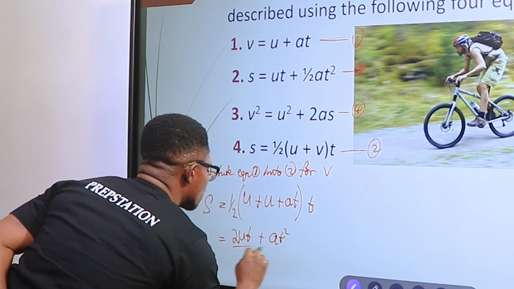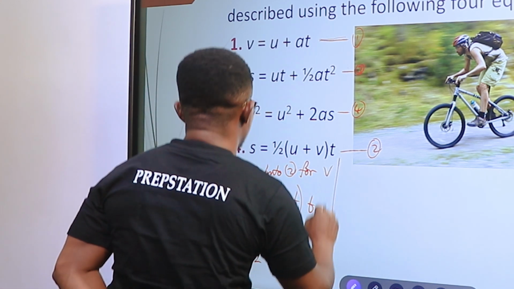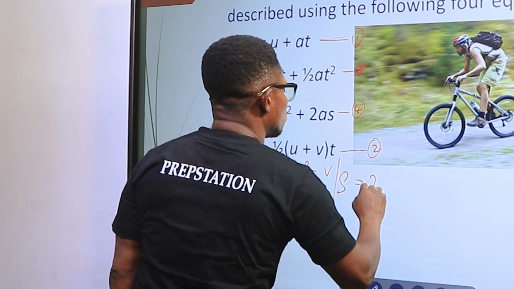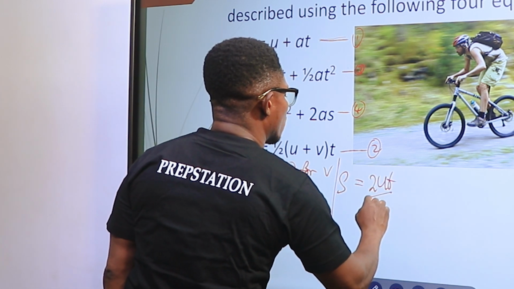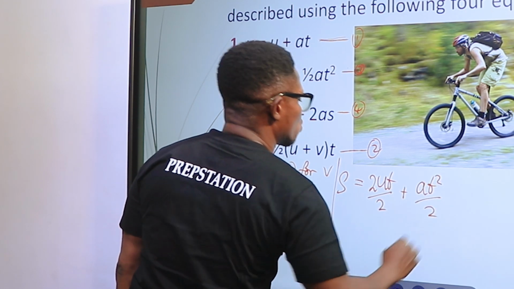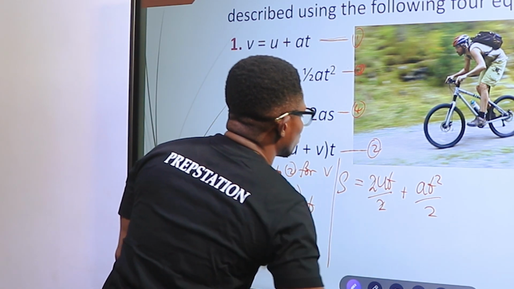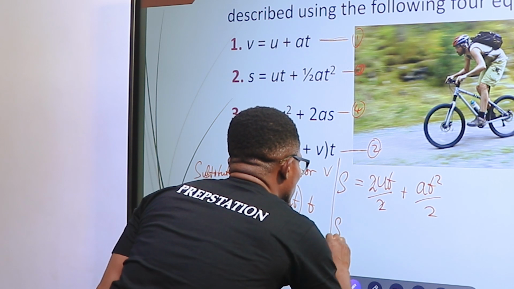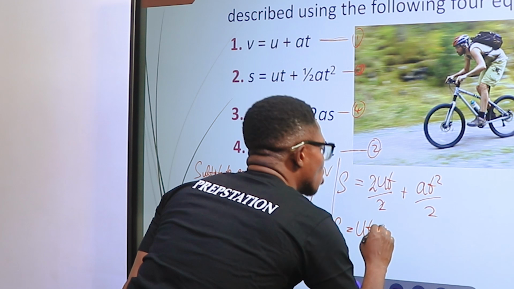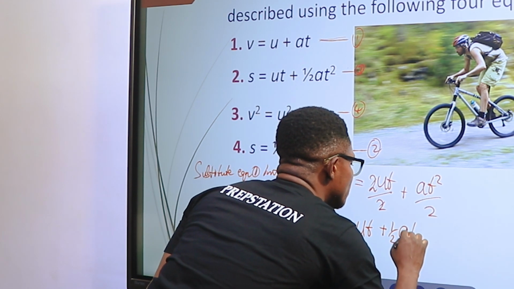AT squared. Don't forget there was half. Now, if I continue to play with this, then I have S equal to 2UT over 2 plus AT squared over 2. Now, if you rearrange this, what happened? 2 will cancel 2 here. So I'm left with what? S is equal to UT plus half AT squared.